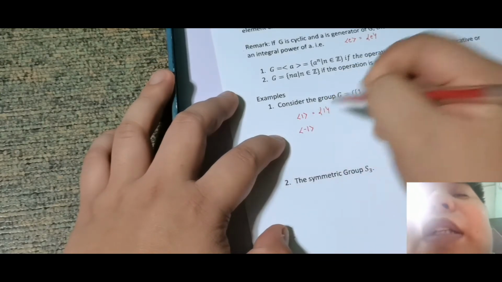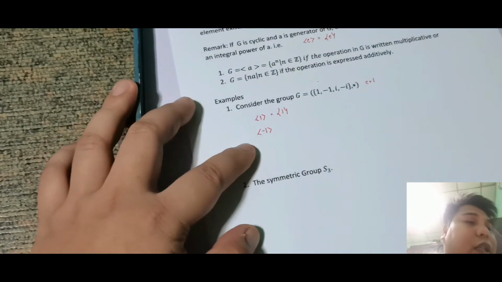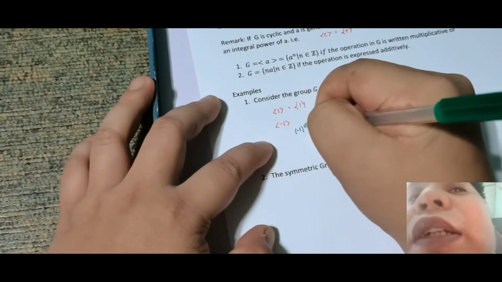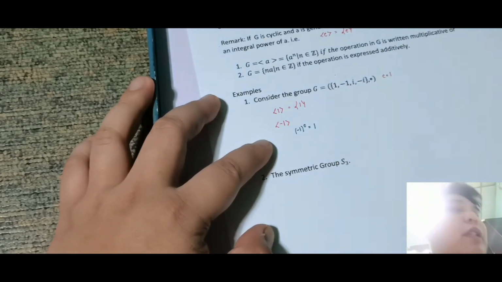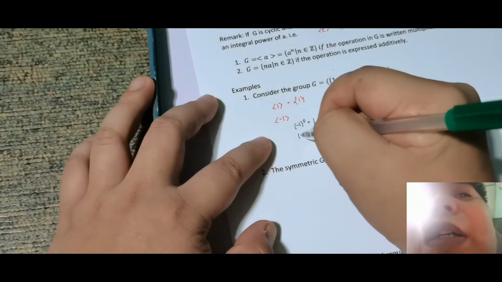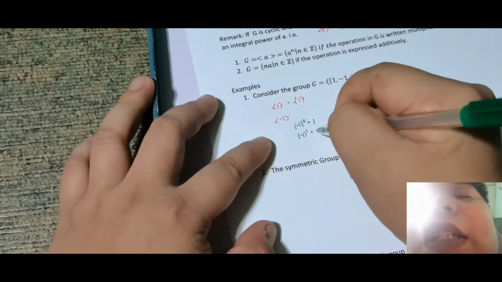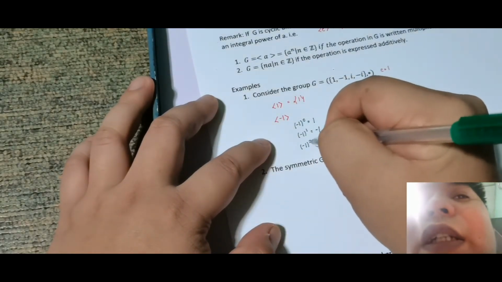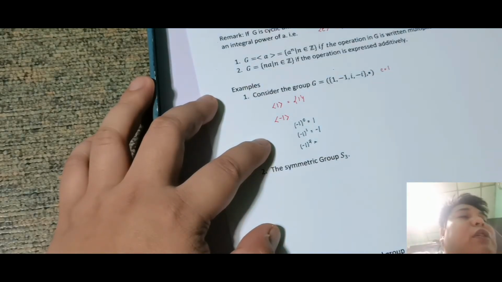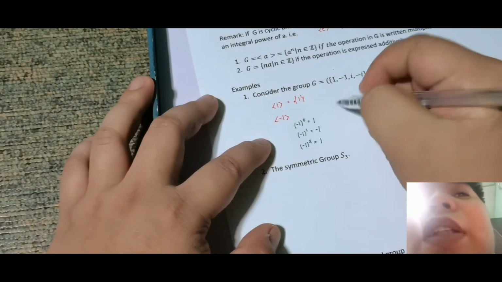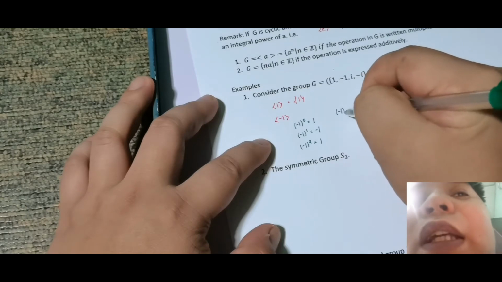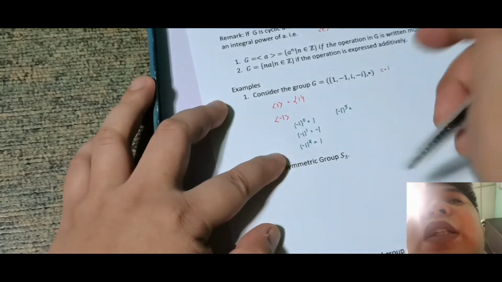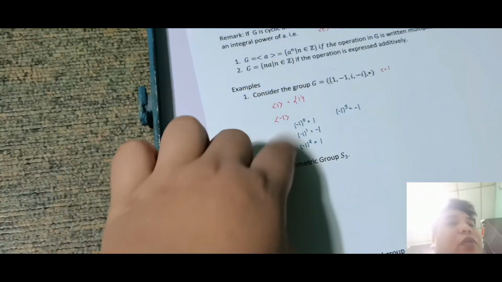Gusto natin malaman ano yung laman ni negative 1. Una, negative 1 raised to 0, this is the identity element. Negative 1 raised to 1 is just negative 1. Negative 1 raised to 2 is negative 1 times negative 1, that is positive 1. Next, negative 1 raised to 3 is negative 1 times negative 1 times negative 1, that is negative 1. Ngayon, kung napansin mo, umulit na.